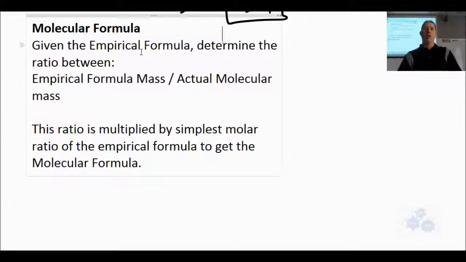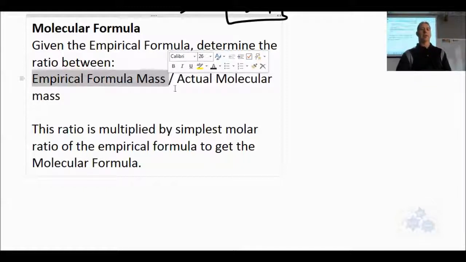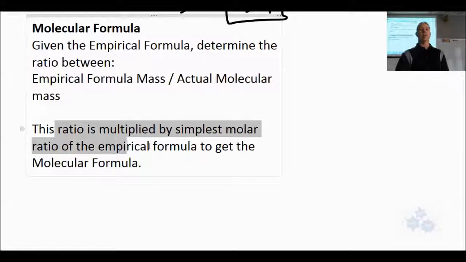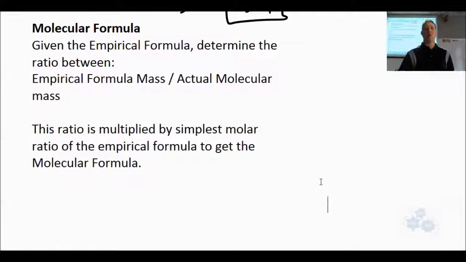Okay? So what you want to do, and this is really important, is find the ratio between the empirical formula mass and the actual molecular mass that will be given. And we'll do examples of this, of course. Whatever ratio that is, you multiply that ratio by the simplest molar ratio of the empirical formula, and that's how you get the actual molecular formula. We'll do an example of that right away. So just take a moment to jot those notes down.